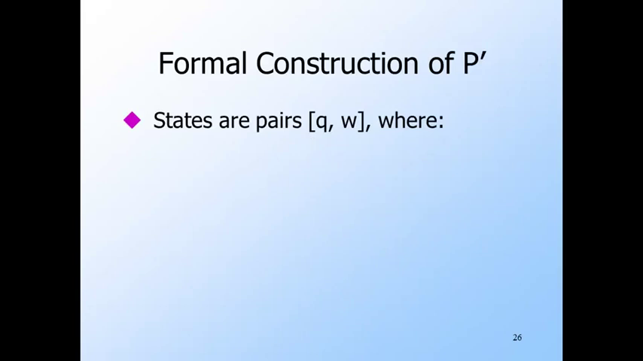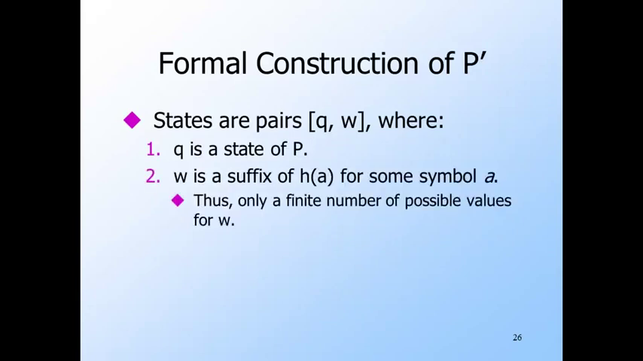To be more precise, the states of P prime are pairs QW, where Q is a state of P, and W is a suffix of H of A for some symbol A. Note that given P and H, there are only a finite number of values of W, and of course P has a finite number of states Q, so P prime also has a finite number of states, as is required for any PDA.